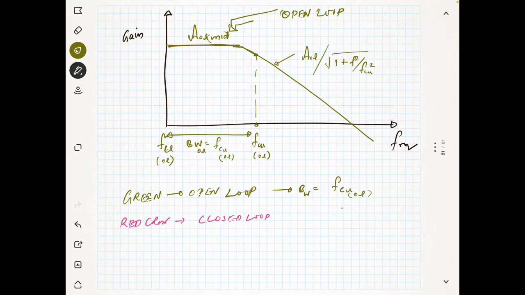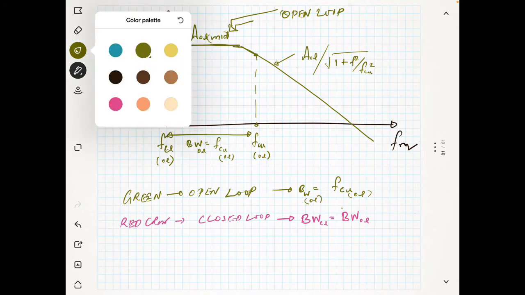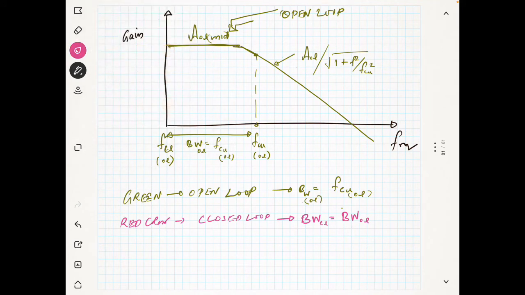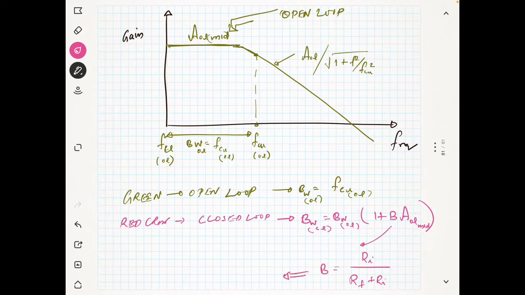FCU open loop. Okay, now when I connect in closed loop, actually it can be proved that the bandwidth in closed loop will be equal to the bandwidth in open loop. So I will write this as open loop also here, that will avoid the confusion. So the bandwidth in closed loop will be equal to the bandwidth in open loop multiplied by 1 plus B into AOL mid. So what is this B? B, you know, it is nothing but Ri divided by Rf plus Ri, our feedback coefficient. Actually this is B, you know this. So this is the feedback coefficient.